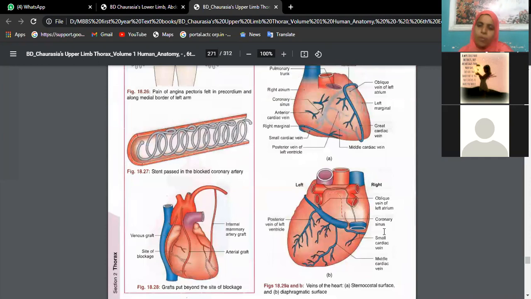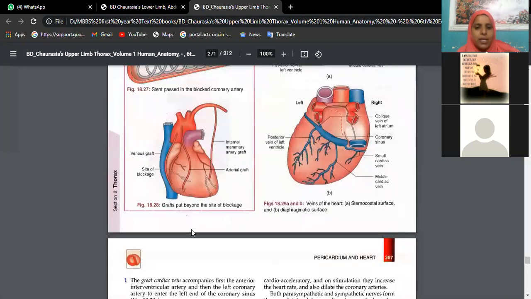So what is the blood supply? From where does the blood supply of the heart come? It comes from the right and left coronary arteries. Correspondingly, we have veins also. What are the various veins we have? We have the great cardiac vein, middle cardiac vein, small cardiac vein, the posterior vein of the left ventricle, and the oblique vein of the left atrium. All these veins open into this sinus, which is called the coronary sinus. So where is this coronary sinus opening?